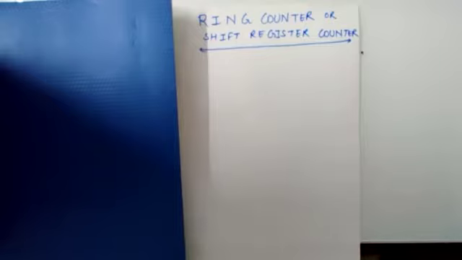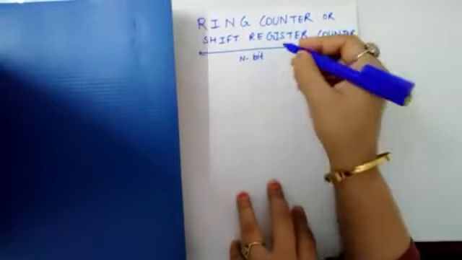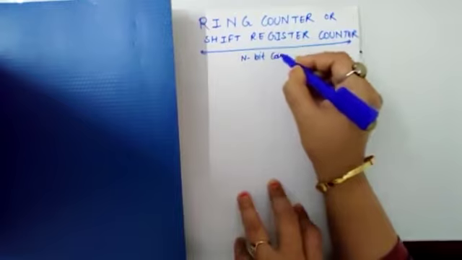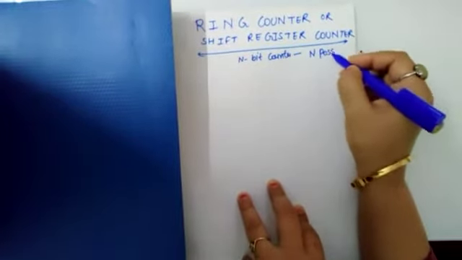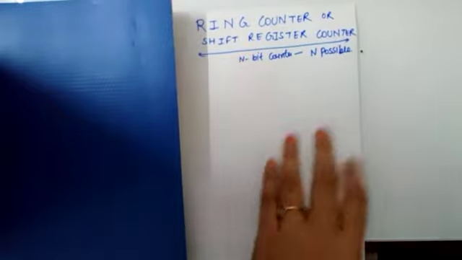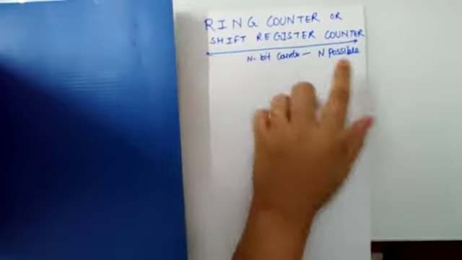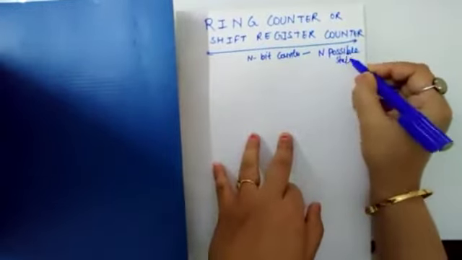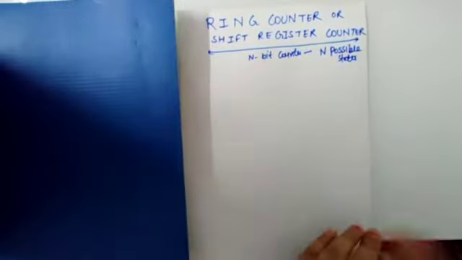But the thing that makes the ring counter different is that if a ring counter has n bits, it will have only n possible states. This is the thing that makes the ring counter different from the other counters. It will have only n possible states or n clock pulses, and then it will come back to the initial state.